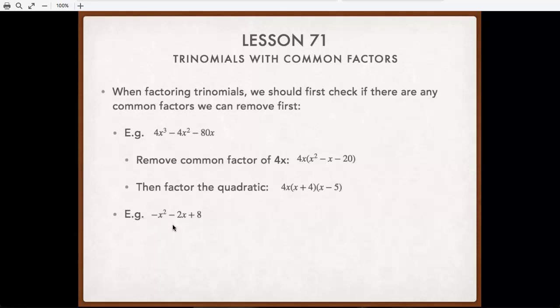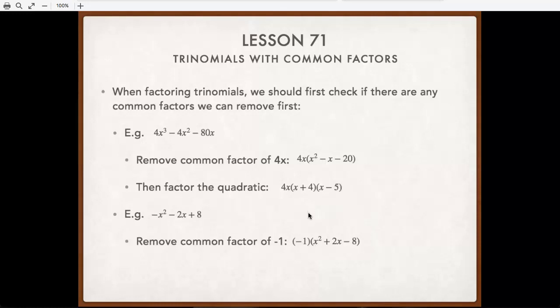So if we divide this whole equation by negative 1, we end up with negative 1 times x squared plus 2x minus 8. Remember, when we divide negative 1 out of this negative 2x, it'll become positive 2x. And when we divide negative 1 out of this positive 8, it'll become negative 8. So the signs will get flipped by that. And then we can apply our methods to this trinomial, x squared plus 2x minus 8.